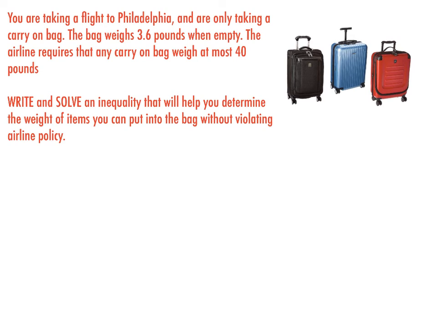All right, last one here. You're going to take a flight to Philly, and you're only taking a carry-on bag. The bag itself weighs 3.6 pounds when it's empty. Now, the airline requires that any carry-on bag weigh at most 40 pounds. So I want you to write and solve an inequality. It's going to help you determine the weight of the items that you can put into the bag, so the stuff you're going to pack, but you don't want to violate the airline policy. Okay, so how are we going to do that? I don't know. I think I've given you enough information to figure it out, though. So what you're going to do is get this done.